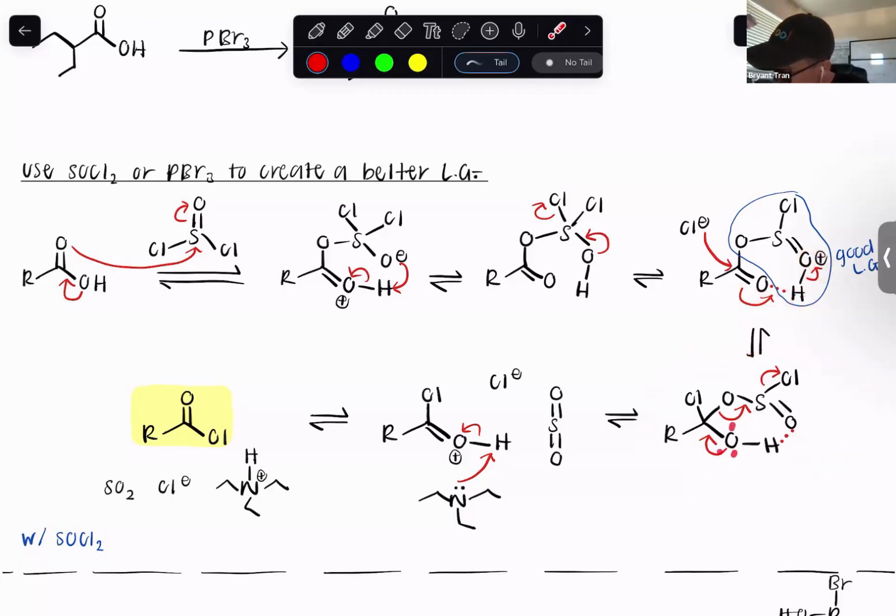Then one of the pairs of electrons here are going to go down to form a double bond between that carbon and oxygen. And then this bond here is going to break to create a double bond between oxygen and sulfur to then give us this SO2 product and kick out that leaving group chlorine right there. The final part of the mechanism is to use the base, like either triethylamine or pyridine, in this case it's triethylamine, to deprotonate this positively charged carbonyl oxygen and give us our final product there, the acyl chloride.